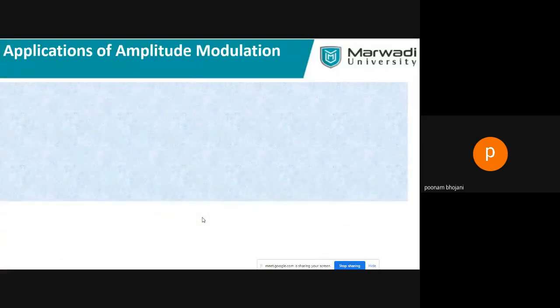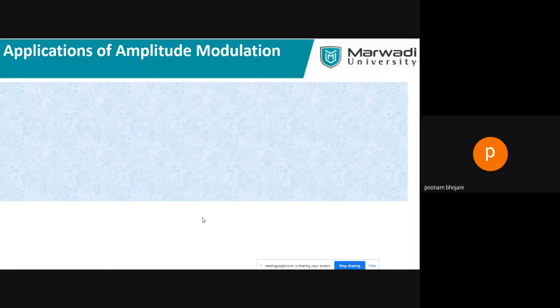Now, applications of amplitude modulation. Applications depend upon the type of amplitude modulation. Now, you will think, what are the different types of amplitude modulation? Let me tell you, amplitude modulation can have different types like DSBFC, that is double sideband full carrier, double sideband suppressed carrier, and single sideband, but it is not in your syllabus. That's why I'm not going deep to explain that. But all those different techniques of amplitude modulation have different advantages or different applications.